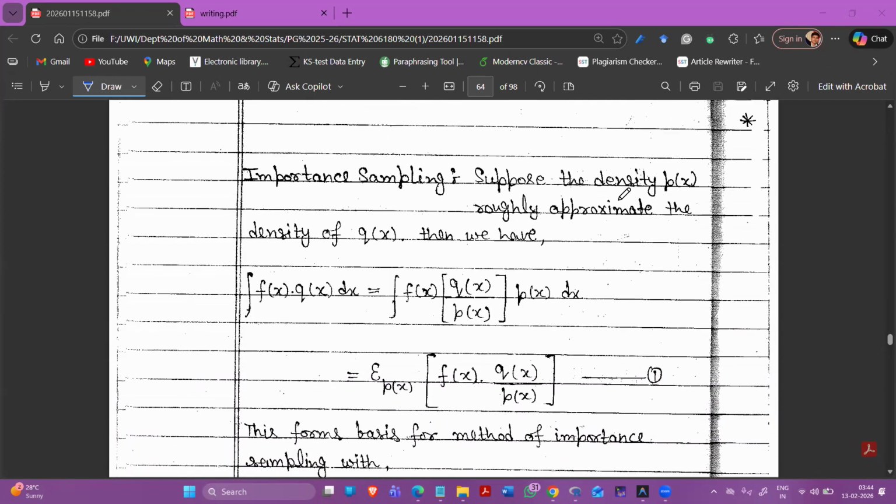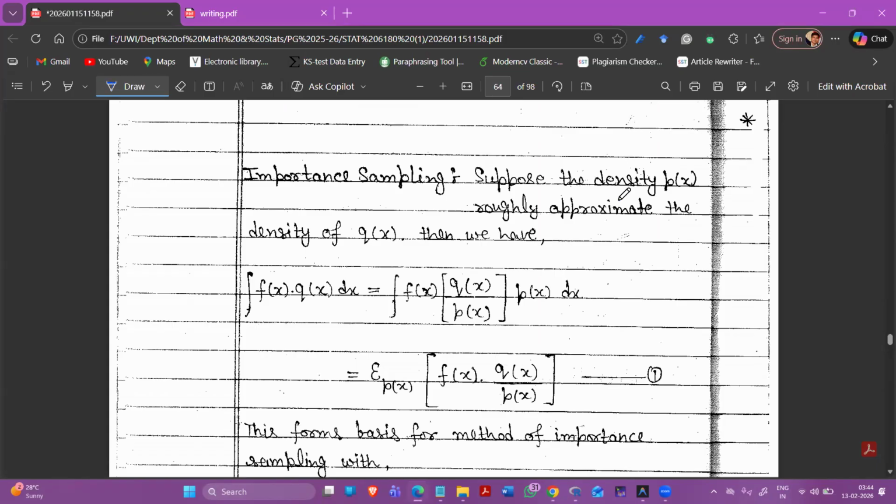And we will discuss importance sampling. This is another method to generate random numbers and to solve the integral. All right, when we are not able to solve the integrals by hand, or we are not getting the integrals in closed form, at that time we can use this method also.